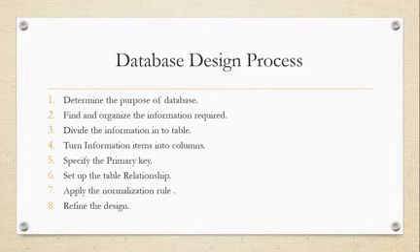First we need to define the purpose of the database. After that we'll organize and gather the information. After that we'll divide that information into tables. Afterward we'll convert that gathered information into columns or attributes. We'll specify the primary key or foreign key, whatever it may be. After that set up the table relationships, and after that we'll apply the normalization rule, either 1NF, 2NF, 3NF or BCNF, and after that refine the design. So we'll follow these steps.